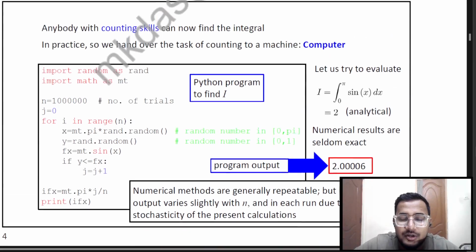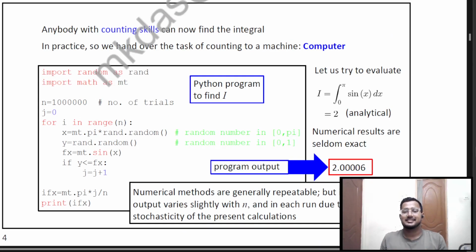Now, I want to run this on a computer. So for the same, we have made a code. Anybody with counting skills can find the integral, and in practice we hand over the task of counting to a machine. Counting is very different for a machine.